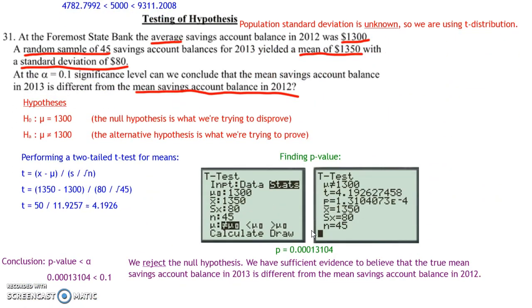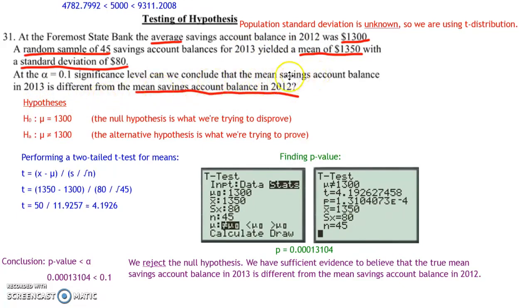Last but not least, we're looking at testing of hypotheses. And this is another example where you're going to use the calculator and you're not going to have to get into too much of the mechanics of it. First, we write our hypotheses. Remember, the null hypothesis is the thing that we're trying to disprove. In this case, we're trying to disprove that the savings account balance in 2013 is the same as 2012.